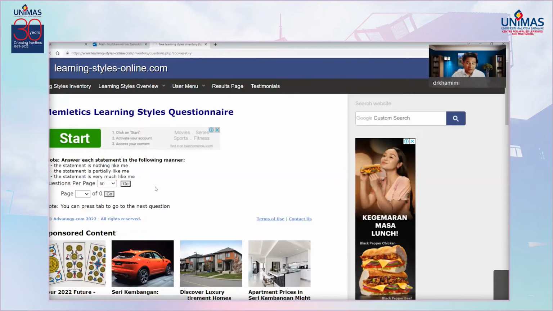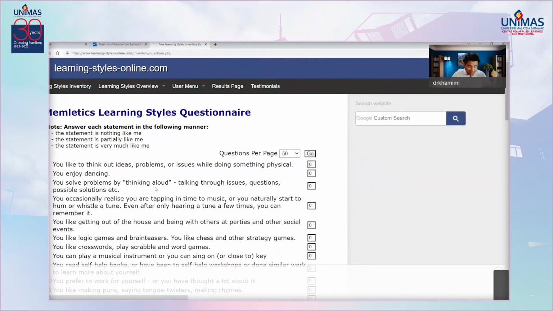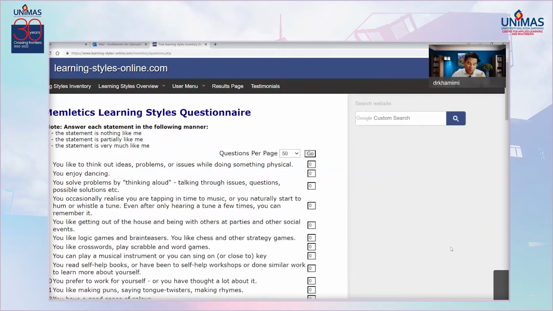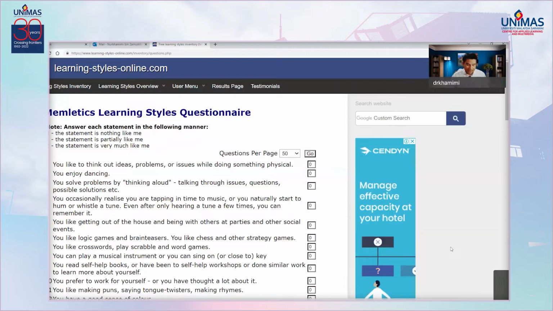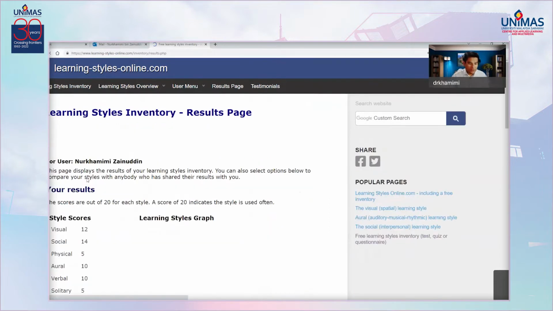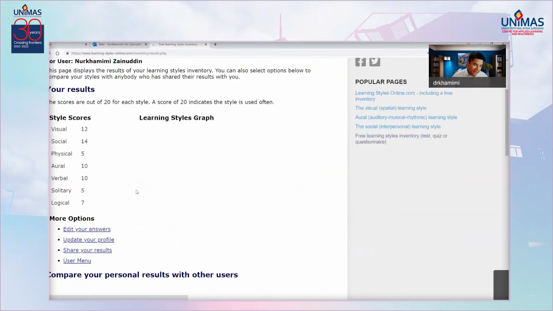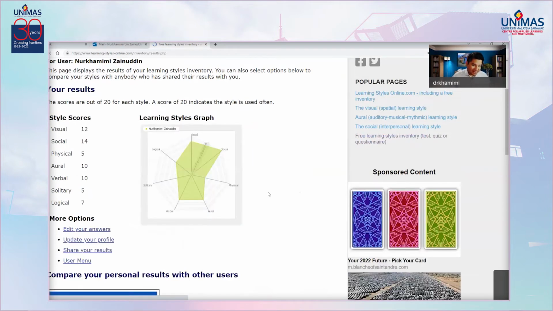So this is the questionnaire that yesterday I asked my students to answer, to know whether they are visual learners, auditory learners, or kinesthetic learners, right? So the statement is nothing like me, 0; 1, the statement is partially like me; 2, the statement is very much like me. Okay, so I will answer with all of you too. All of you will get this kind of score and learning styles graph.